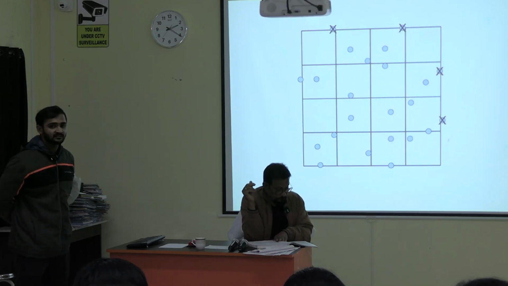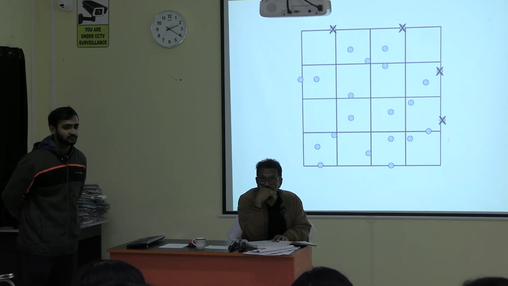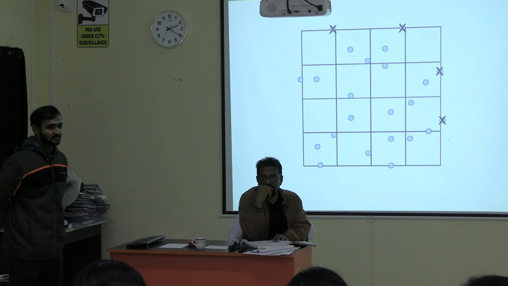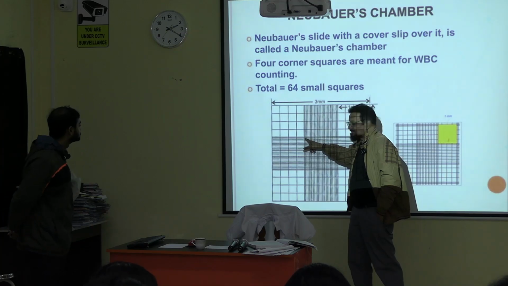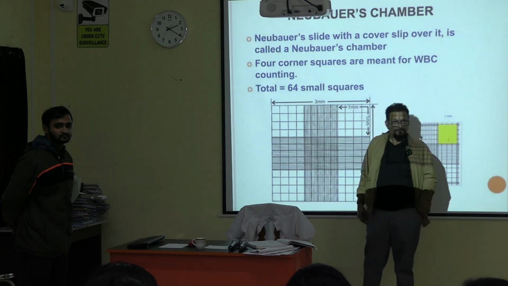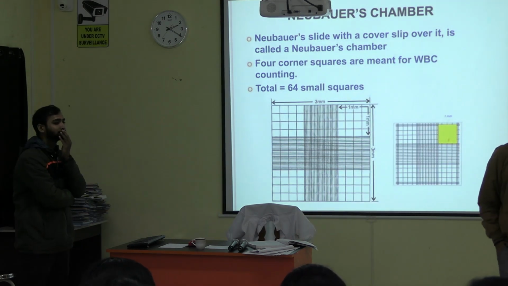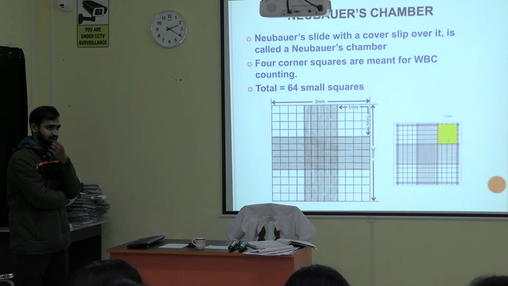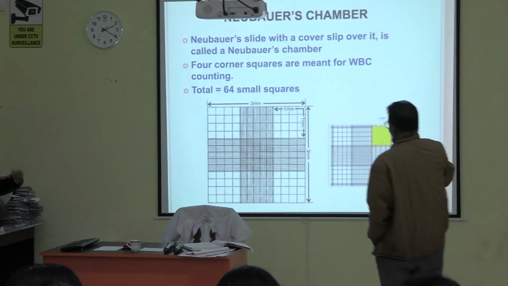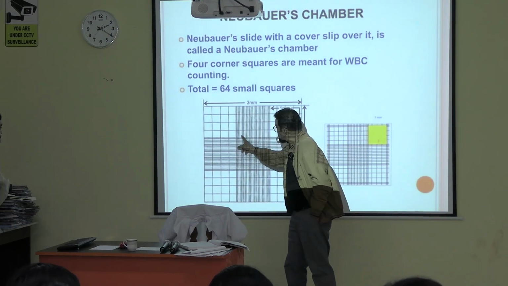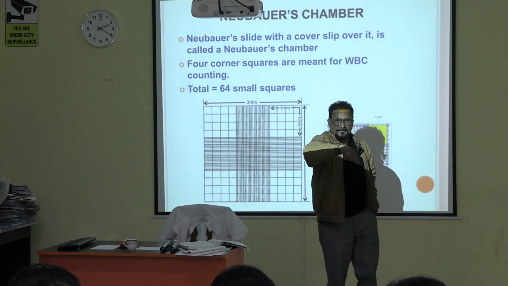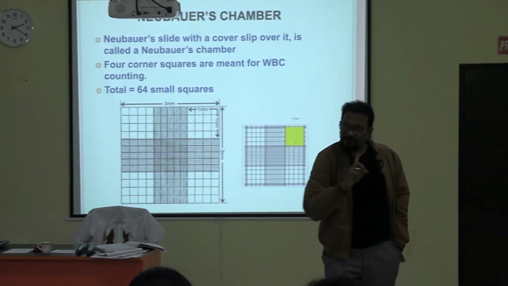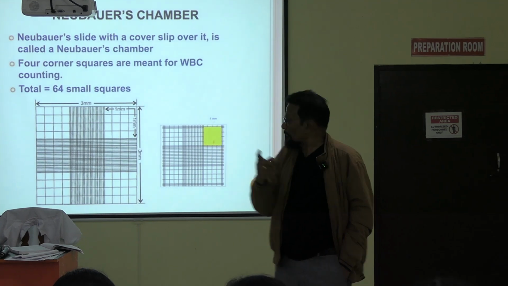Why are we using 10x for counting WBC? Why not 40x? We use 40x to count the number of RBCs in the smallest division. If you don't focus it under 40x, you won't be able to count it. The demarcation will not be clear to you. And this total area is under focus. Under 40x, you will find the total area. You have seen it.